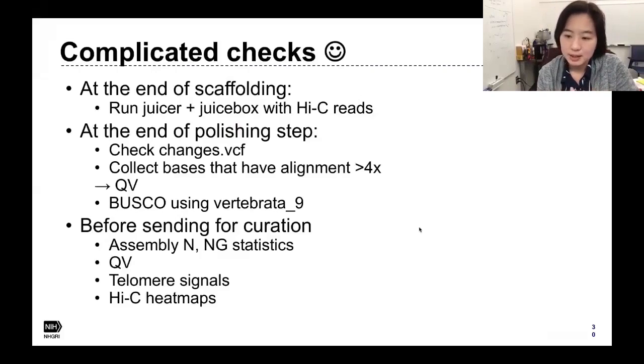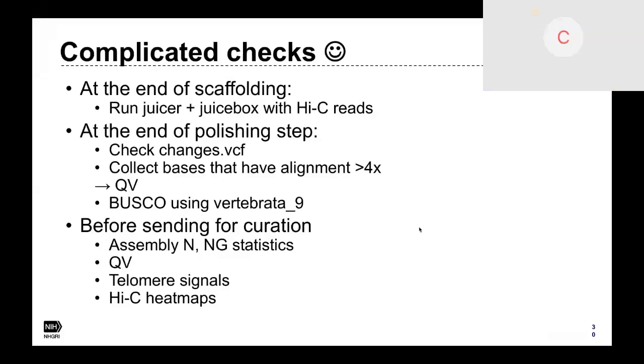I see. But there's a step where we run the Arrow polishing, right? And I heard from your team, before I joined VGP, that you decided to remove the PBJelly and use Arrow instead because Arrow can fill the gap as well. From what I see on my end, I never tried that on the scaffold, but I never saw the contig joining by Arrow before.